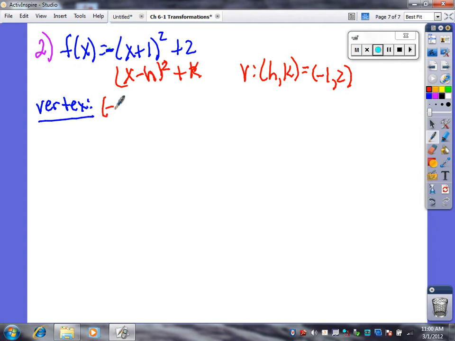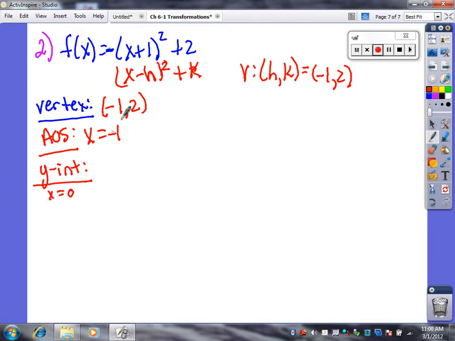So here's our vertex, which is negative 1 comma 2, and I'm doing things out of order this time. So this is the axis of symmetry. Remember, it comes directly from this, so that's x equals negative 1. Our y-intercept, remember, x equals 0. So we're going to plug that in. That's f of x, or y, equals negative times 0 plus 1 squared plus 2. What is that going to equal? That'll be 1, negative 1, so that's 1. So our y-intercept is 1.